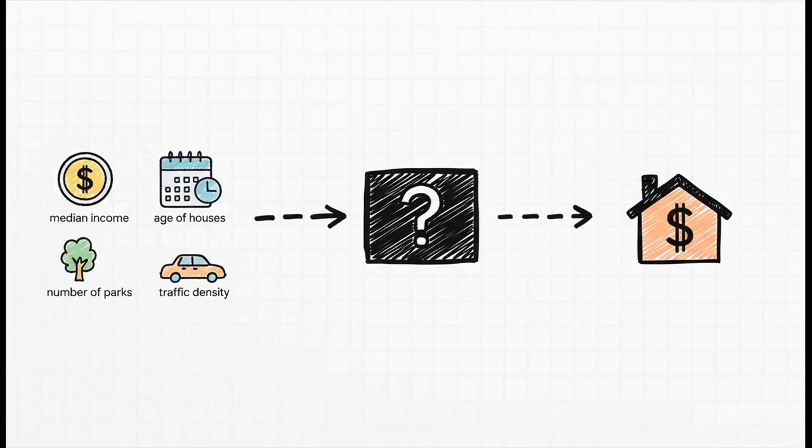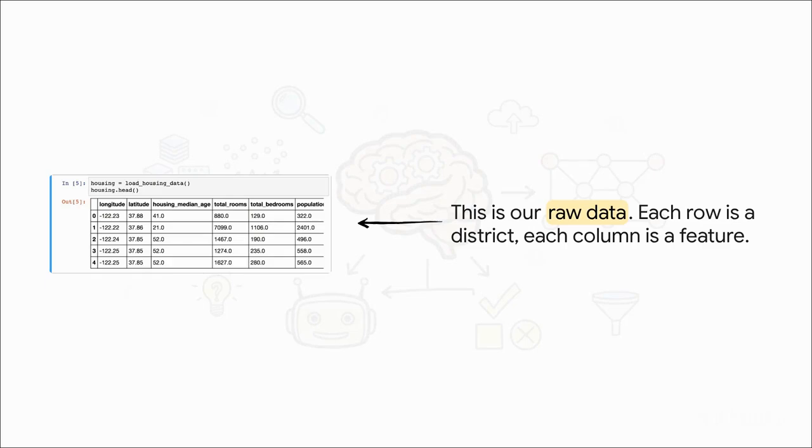So here's the game plan. We're going to feed our program a bunch of data about a neighborhood, stuff like the median income or how old the houses are. And in return, we want it to spit out a prediction for the median house value. In the world of machine learning, this is what's called a regression task. We're not trying to classify something as A or B. We're trying to predict an actual number.